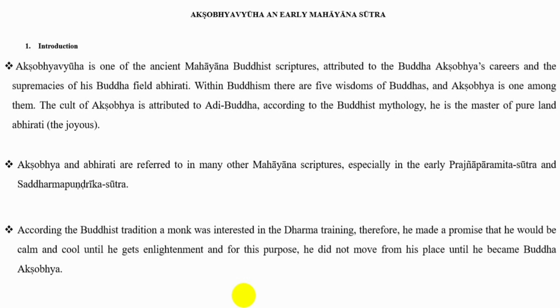Aksobhya and Abhirati are referred to in many other Mahayana scriptures, especially in the early Prajnaparamita Sutra and Saddharma Pundarika Sutra. According to the Buddhist tradition, a monk was interested in Dharma training. Therefore, he made a promise that he would be calm and cool until he got enlightenment, and for this purpose he did not move from his place until he became Buddha Aksobhya.